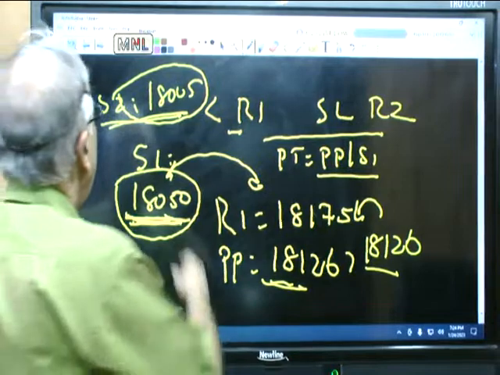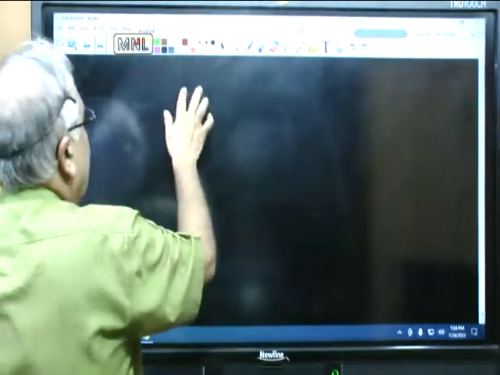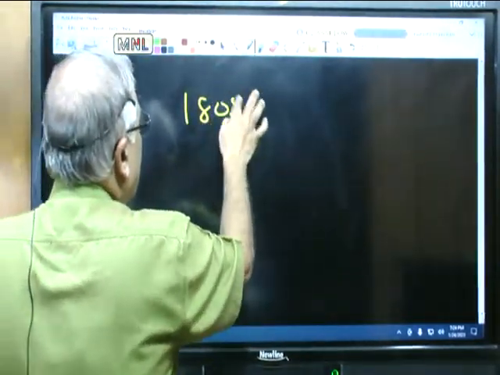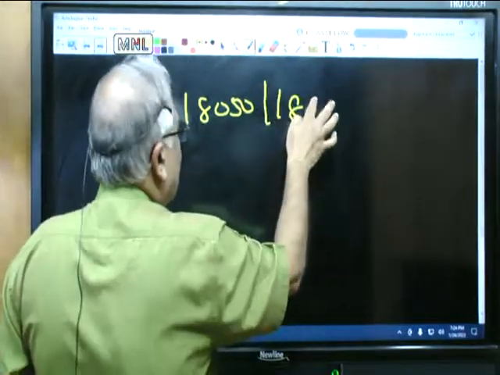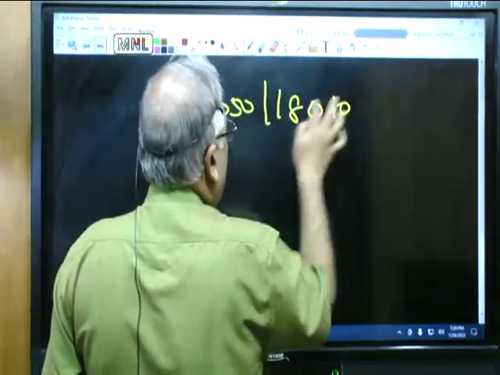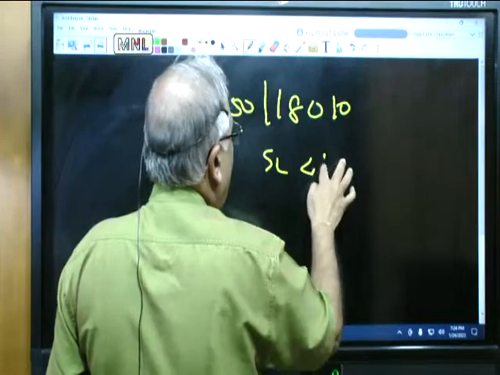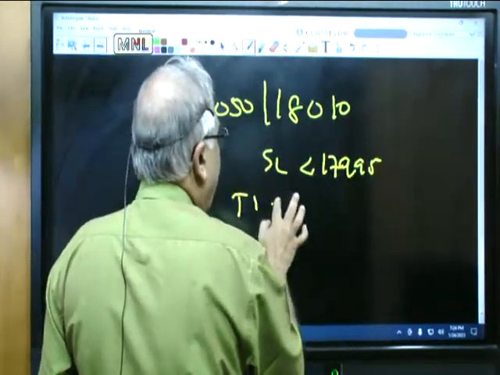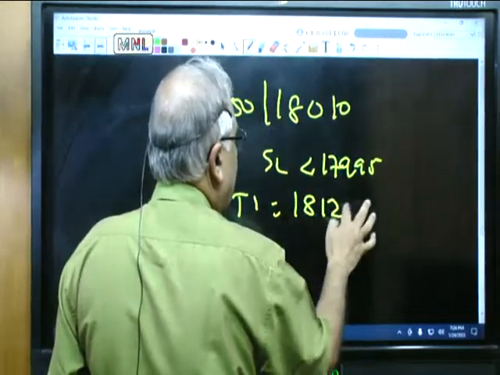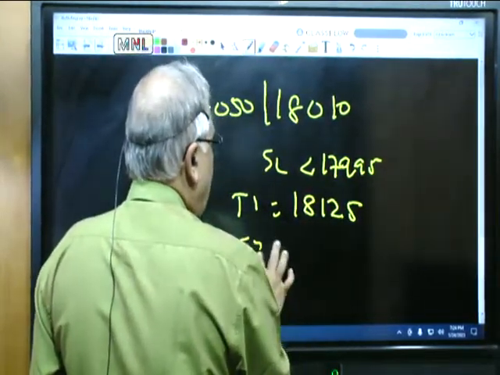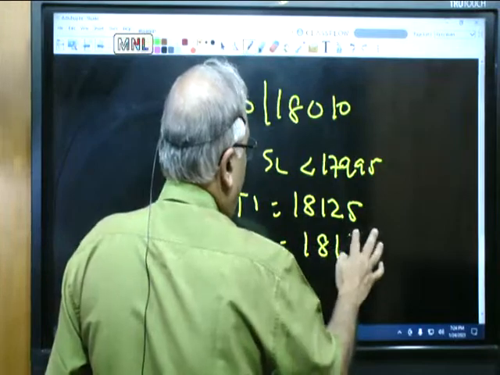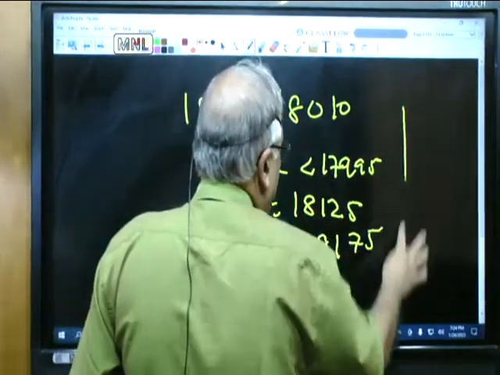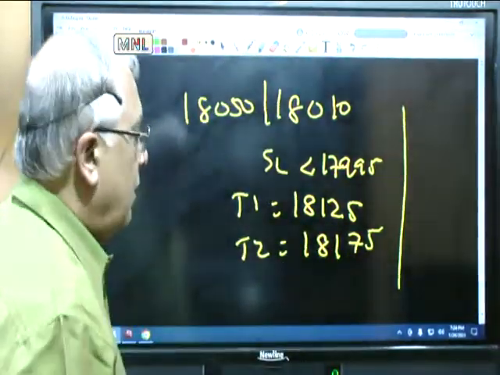So tomorrow's plan will be a buy at 18,050, approximately 18,010. Stop loss maybe 17,995 or so. First target will be 18,125. Second target 18,175. This is on the buy side. This is the trading plan based on the pivot formula.